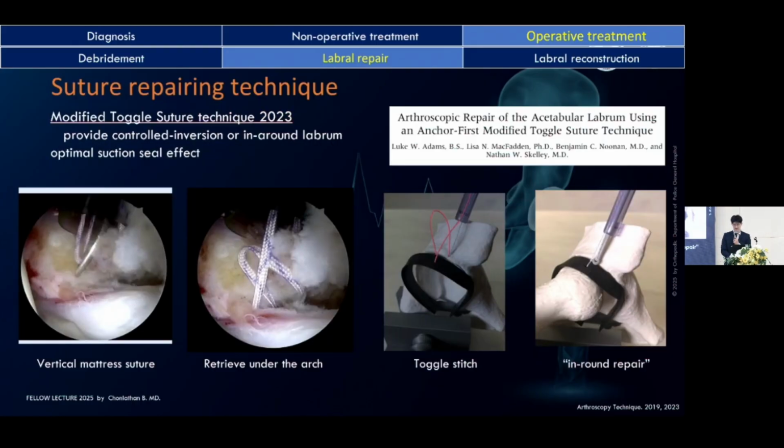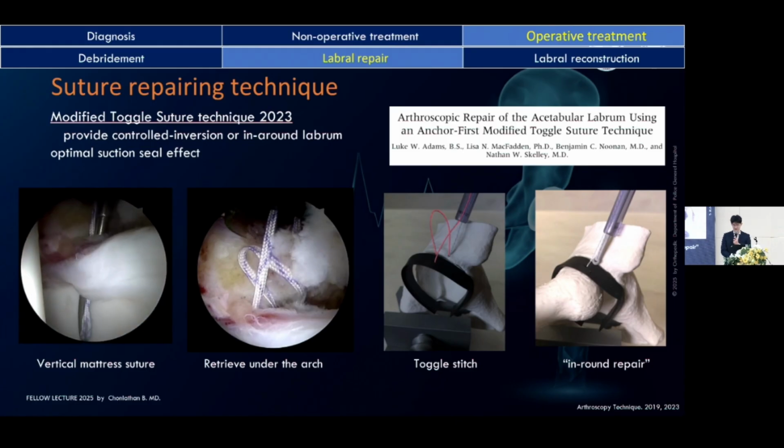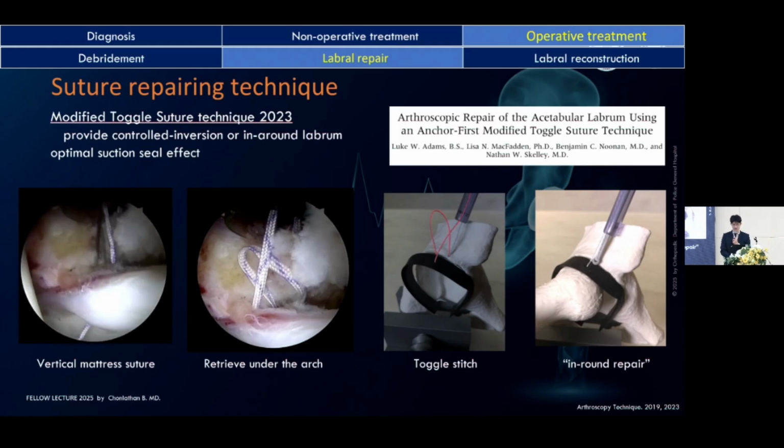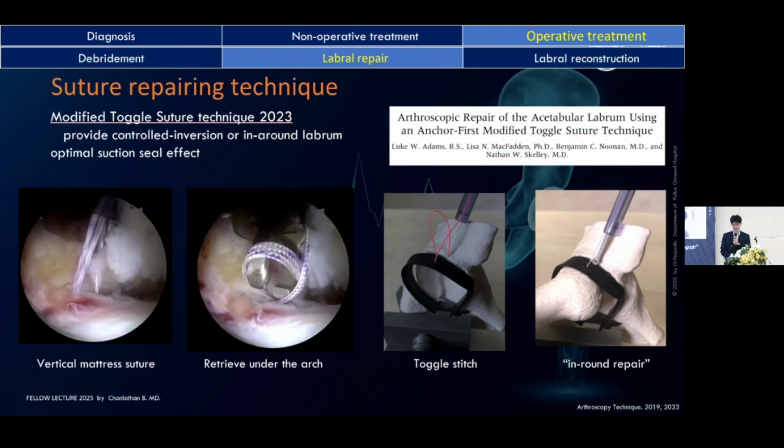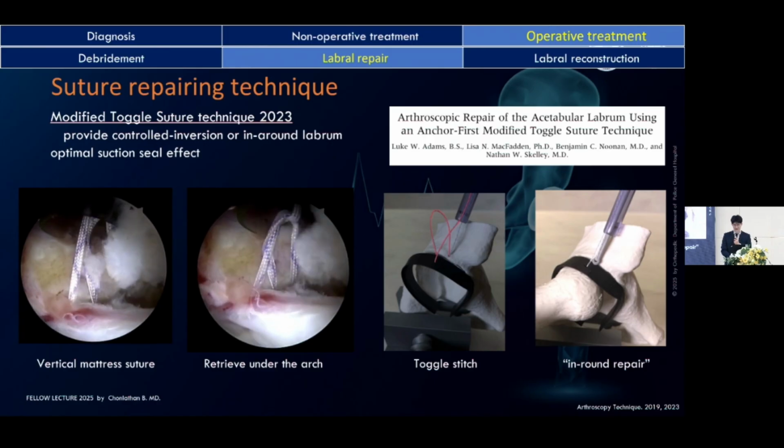The anchor-first modified toggle suture technique was introduced in 2023, using the suture passer through the torn labrum and then pulling out under its own arch to create the toggle, as in the video, to control the labral inversion or eversion in the repair. And the result, we got the suction seal effect back.